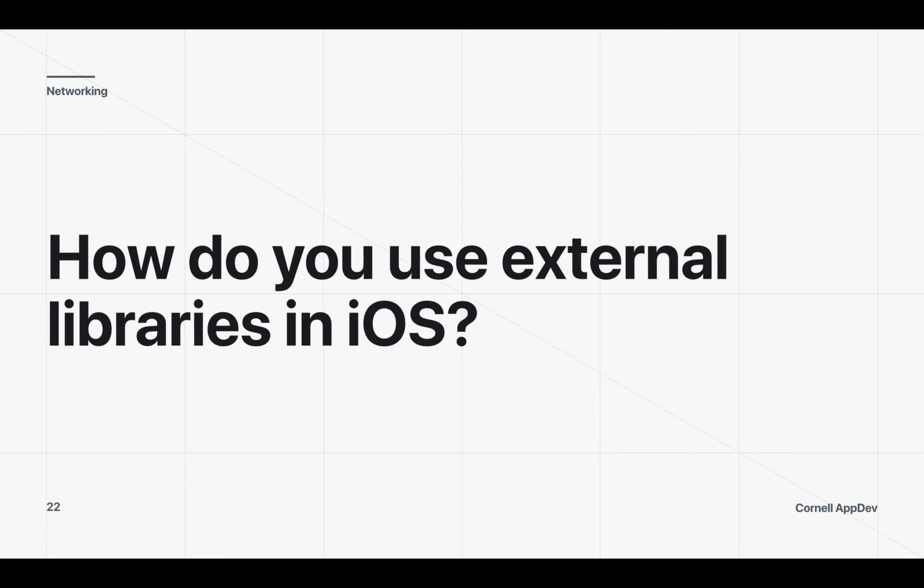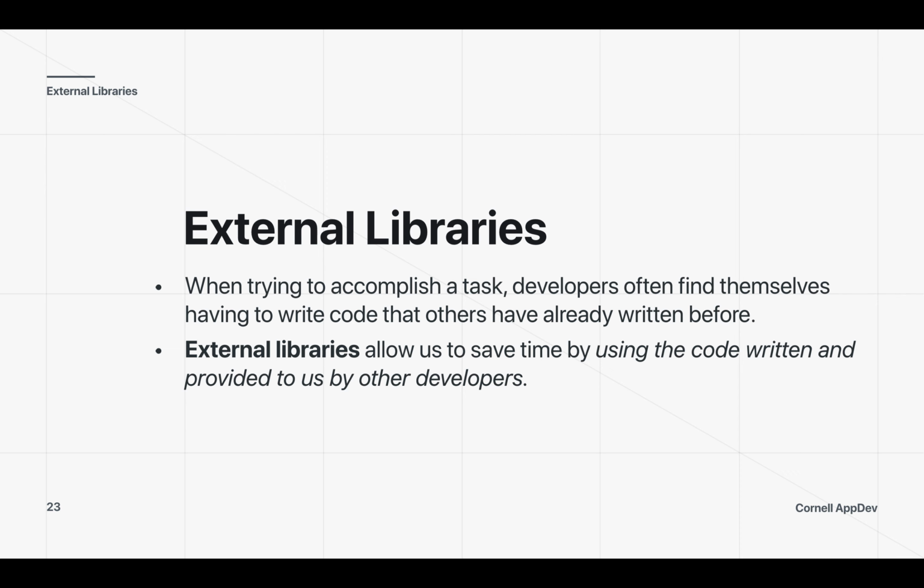And now, this seems like a lot of work, right? So there's actually external libraries that we can use in order to help us write our code for networking. External libraries are going to help you save a lot of time by allowing you to use code that's written and provided to us by other developers. So just like in this example, we're trying to accomplish a task of networking. There's a lot of tasks that developers often find themselves having to write code for that others have already written before. So if this code is open source in some external library, we can use it to help us save time.